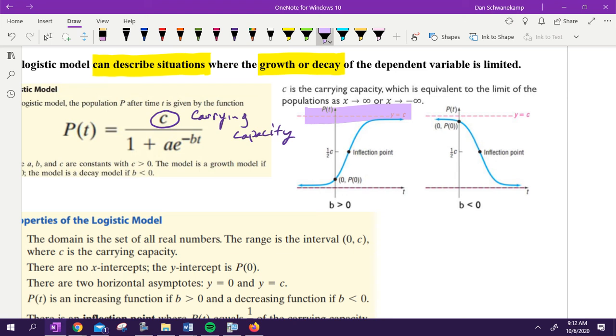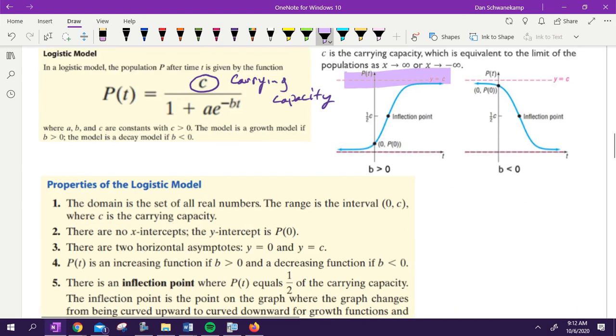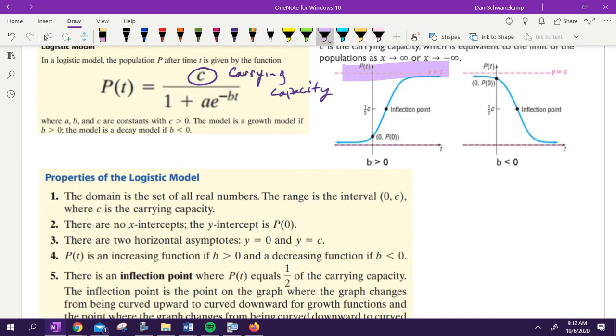Two different things could happen with it. Okay, so here are some properties of the logistic model. You have two horizontal asymptotes, y equals 0 and y equals c. We're never going to get less than 0 when we talk about logistic models. They could either increase like this and get closer and closer to the carrying capacity, or it could start at the carrying capacity and get closer and closer to 0. We are going to do the first one more often. B represents your growth rate.